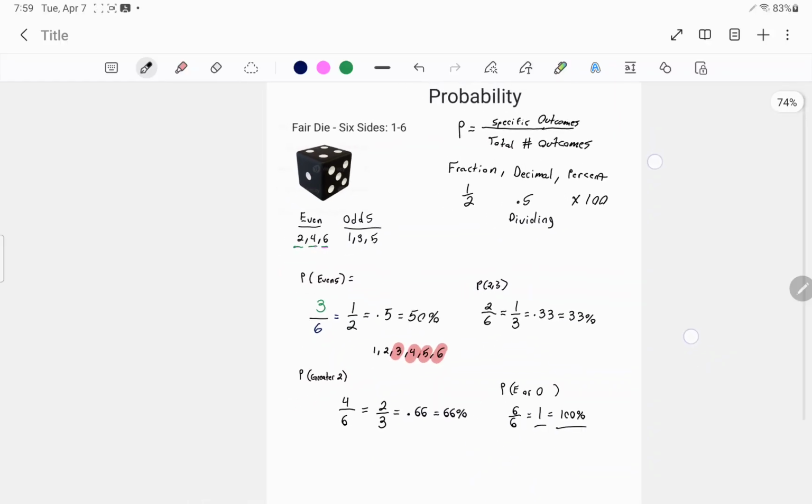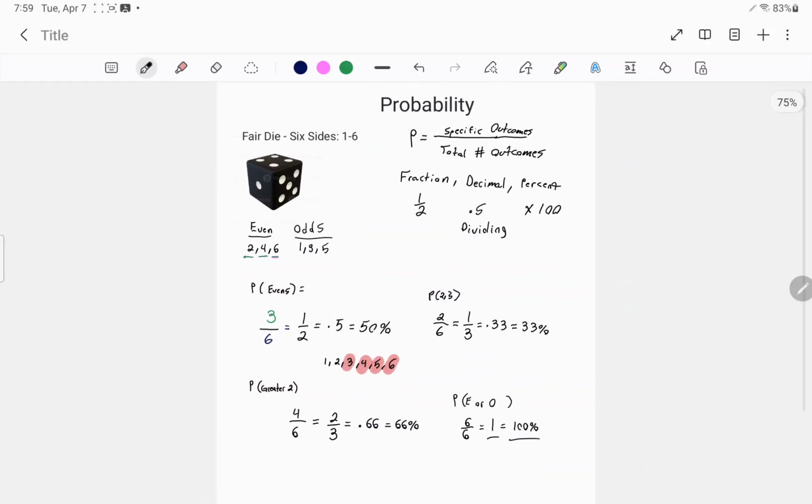I mean, if you wanted to, you could have just stopped the video and copied what I have right here. But if you kind of want to understand what's going on, just watch the video. The other ones are going to be a little shorter, so hopefully this makes sense. I'm going to be doing the bag of marbles next, and then the last one is going to be the deck of cards.